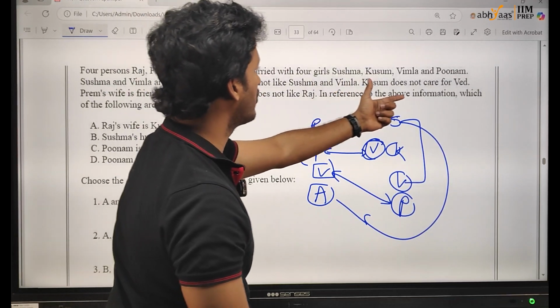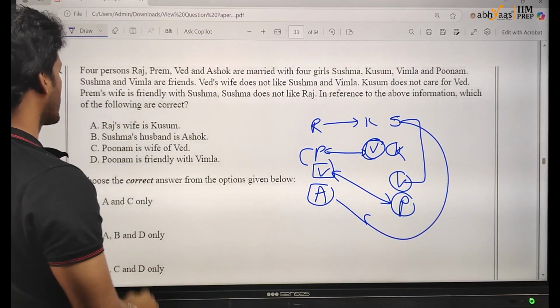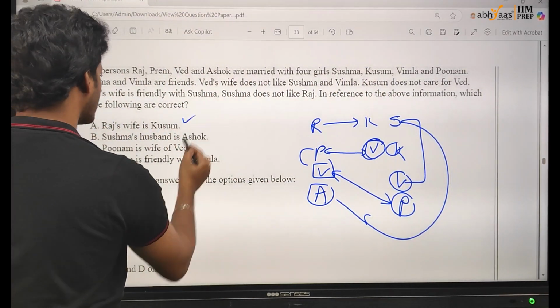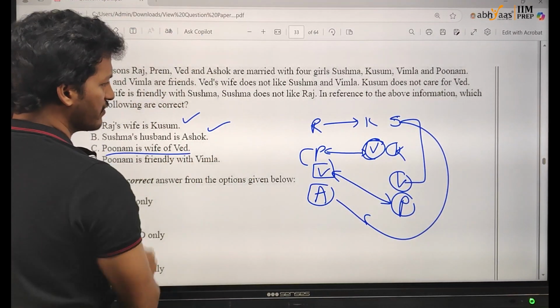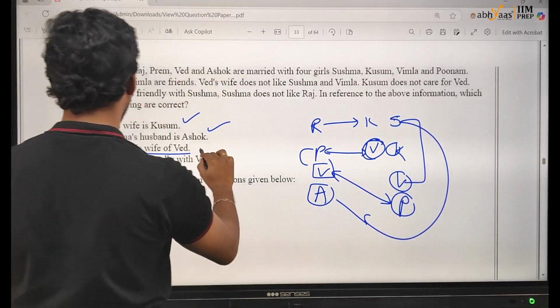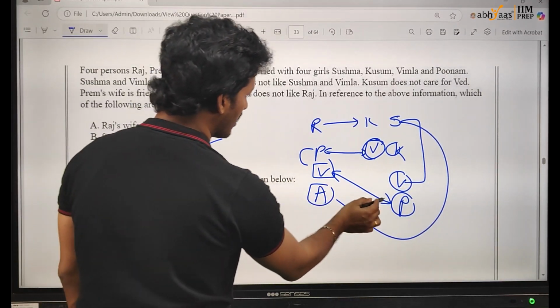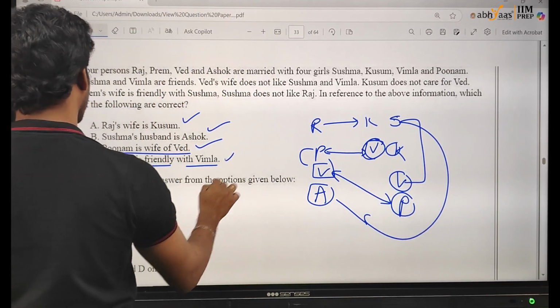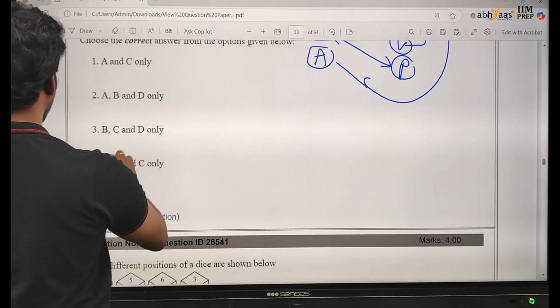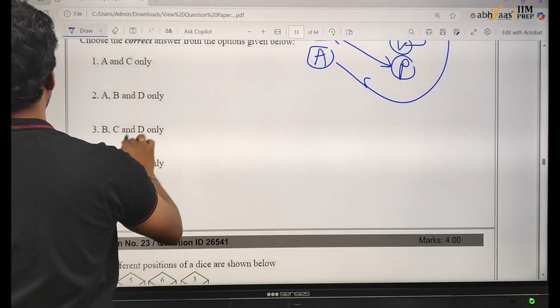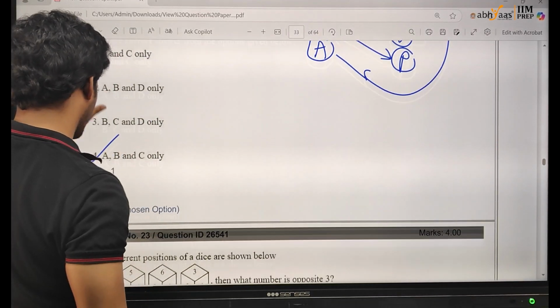Okay, in reference to the above information, which of the following are correct? Raj's wife is Kusum. Yes. Sushma's husband is Ashok. Yes. Poonam is wife of Ved. Check it. Yes. Poonam is friendly with Vimla. No, it's not given. So A, B, C are the right answers. Yeah, fourth option. Go for the next question.